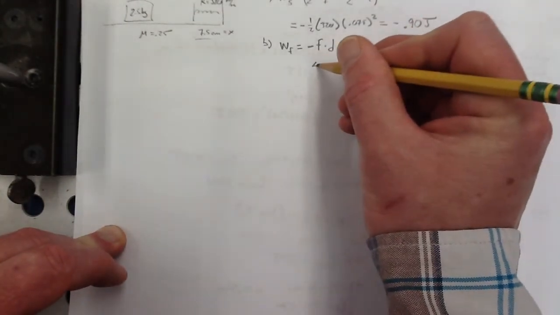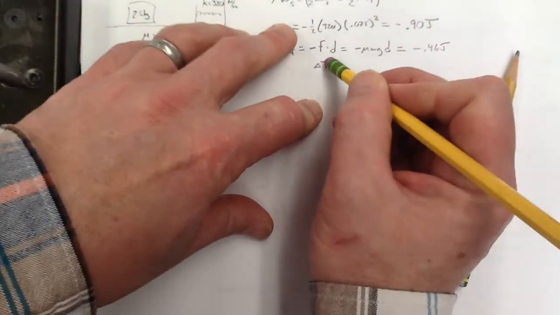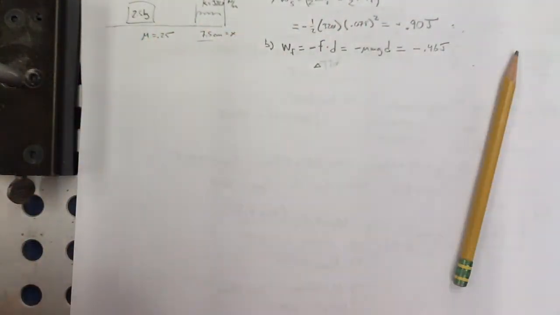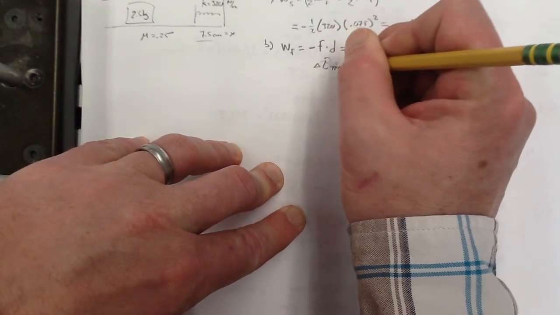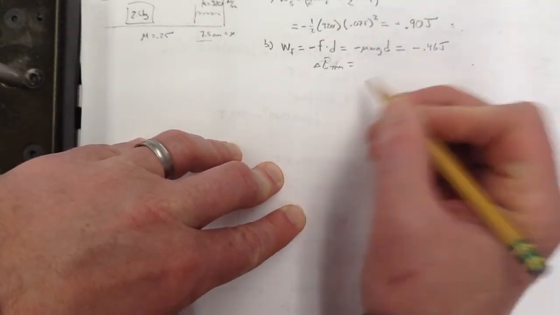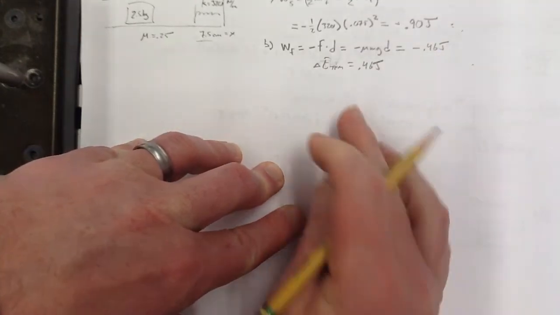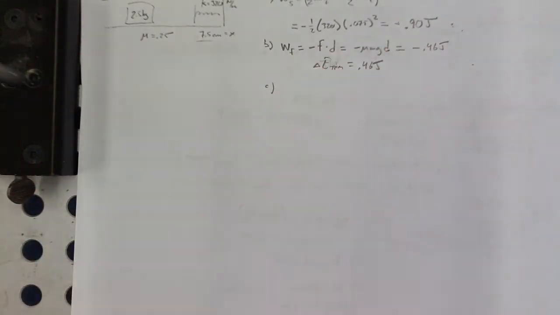So that means the change in thermal energy is the positive version of that. Right? The thermal energy has increased because of the friction. That's always going to be true. Friction doesn't make things cooler.